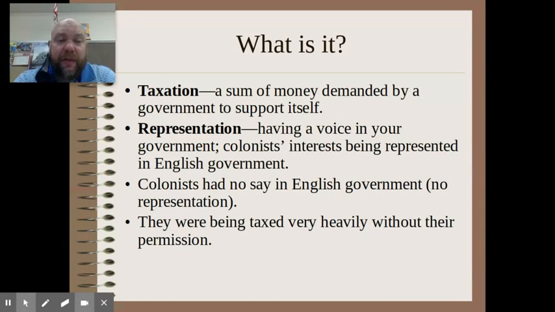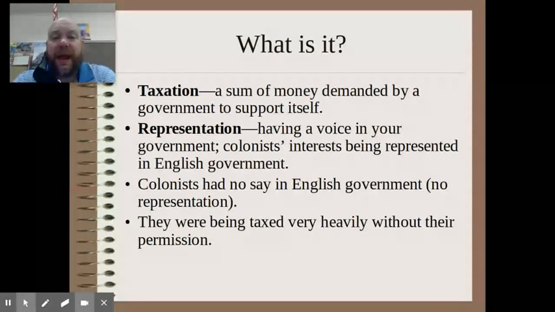By the way, this argument is going on today, where in Washington, D.C., and in Puerto Rico, they both pay federal taxes to the United States government, but neither of them have representatives in Congress. And so, ironically enough, today in 2020, we're having a smaller version of this similar argument again.